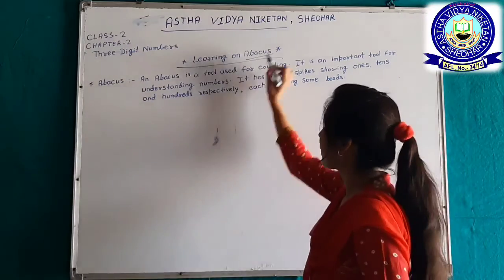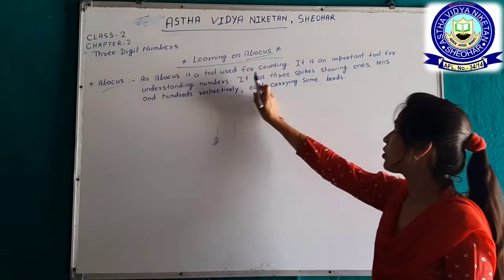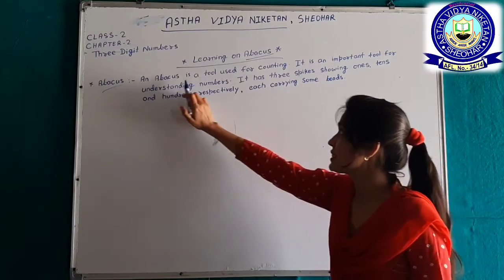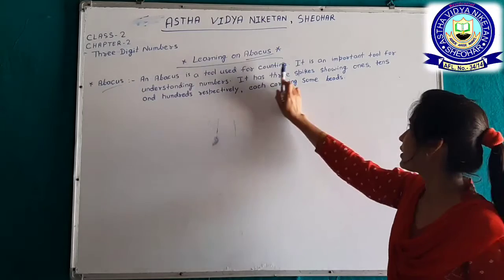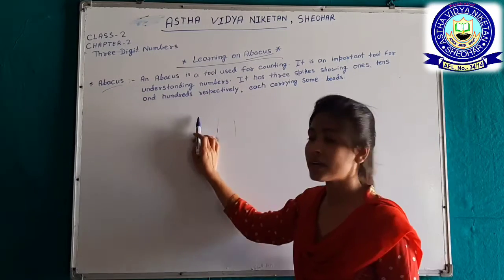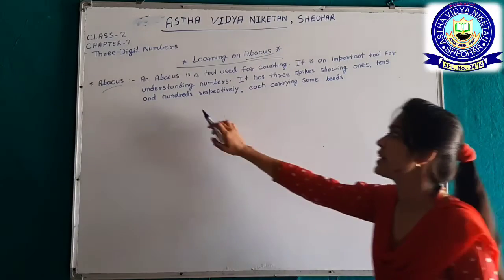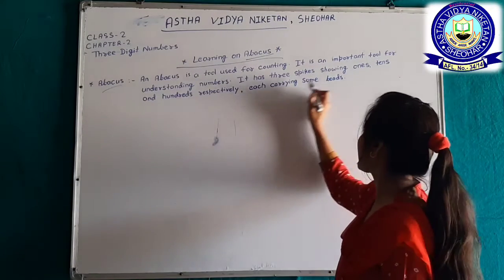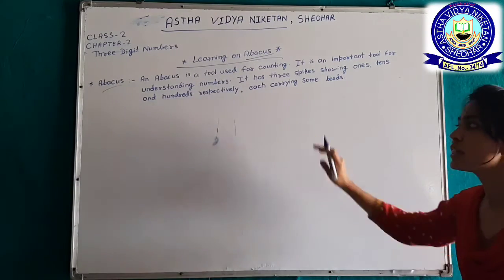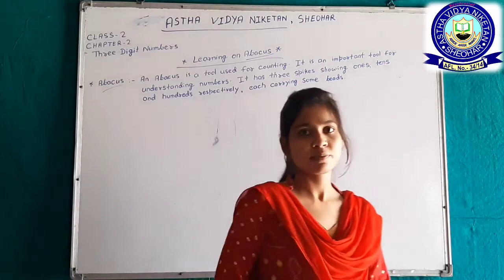What is abacus? Here is abacus. An abacus is a tool used for counting. It is an important tool for understanding numbers. It has 3 spikes showing ones, tens and hundreds respectively, each carrying some beads. With the help of an abacus, you can count numbers.